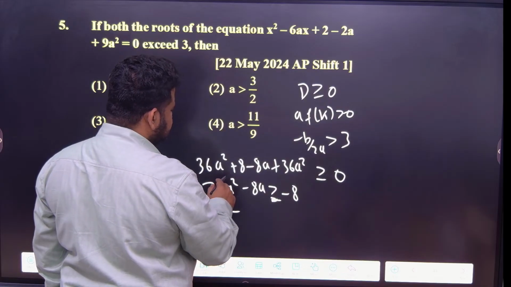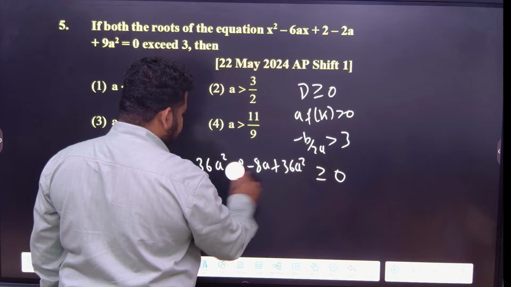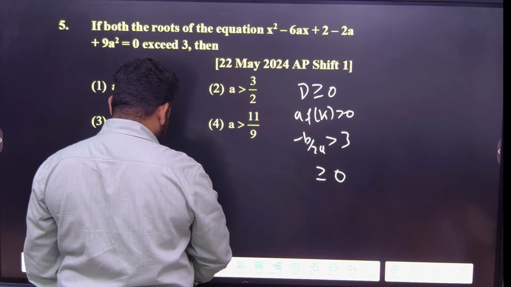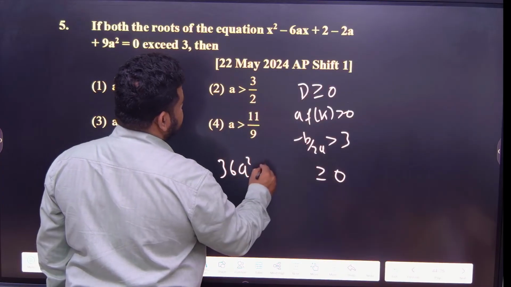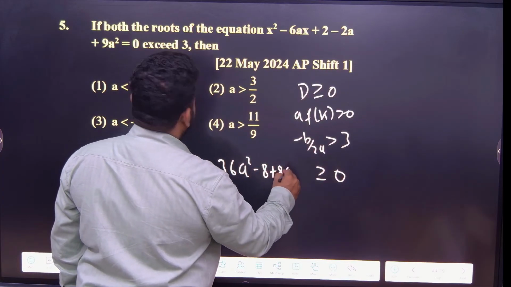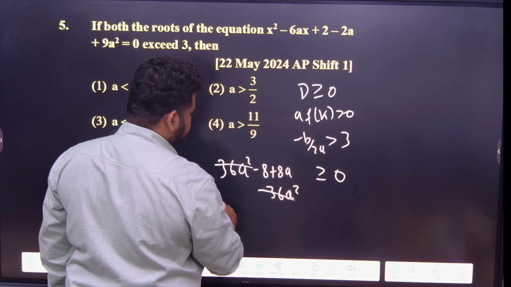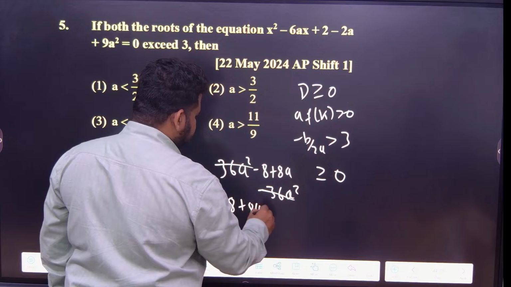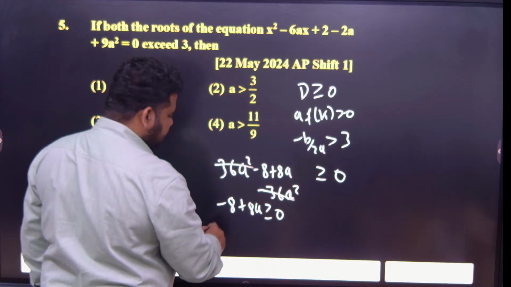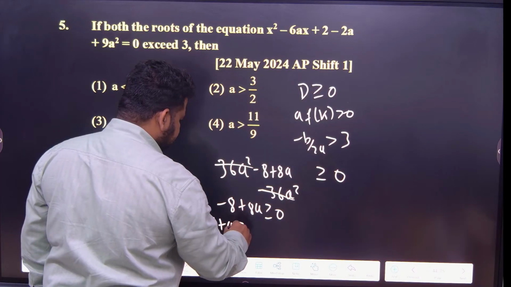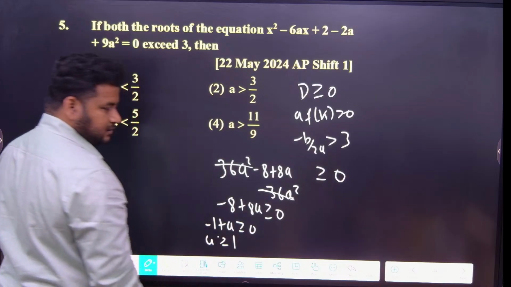B square minus, minus you should take, no? So okay, let us take minus. I have forgotten. So this will become what? B square means what? 36a square minus 4 means minus 8 plus 8a. What is it? Minus 36a square. Okay, minus 8a plus 8a is greater than or equal to 0. Okay, let us divide throughout by 8. So I will get what? Minus 1 plus a is greater than or equal to 0. So a will be greater than or equal to what? 1. A, I got it as 1.